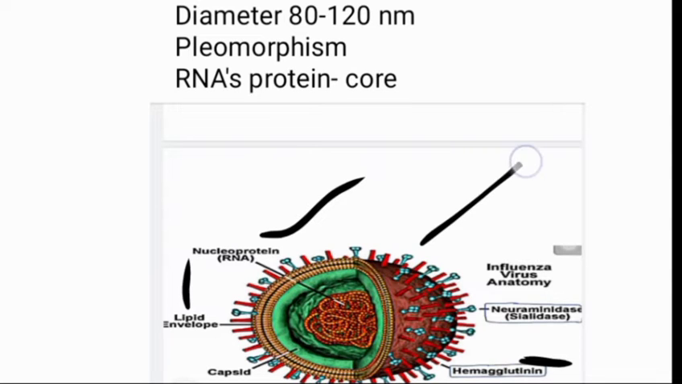It is spherical, and you can see the diameter is 80 to 120 nanometers. Pleomorphism means it can change its shape; many morphological structures it can vary. The core contains RNA protein, that is RNA nucleoprotein.